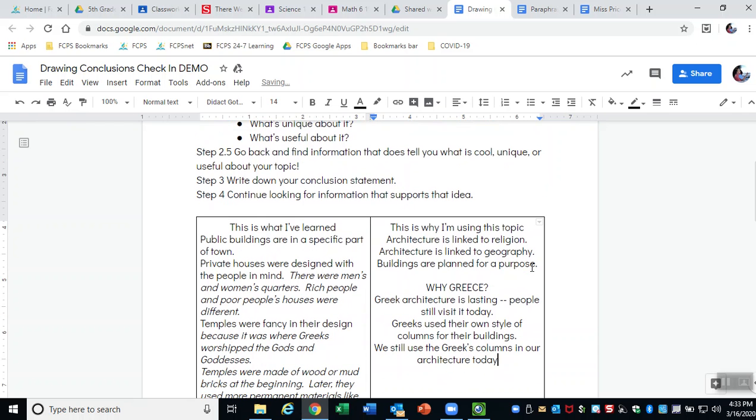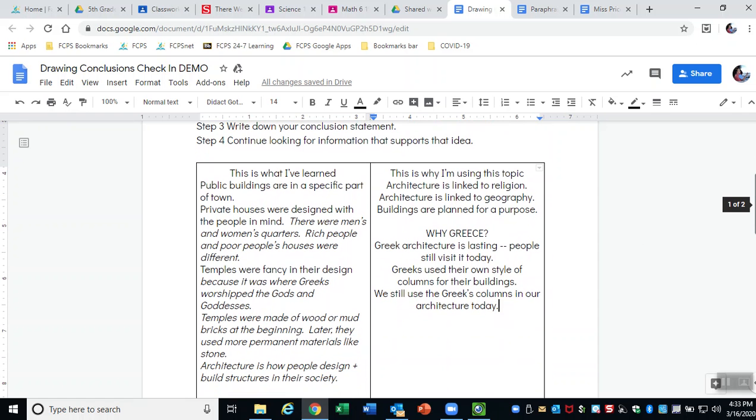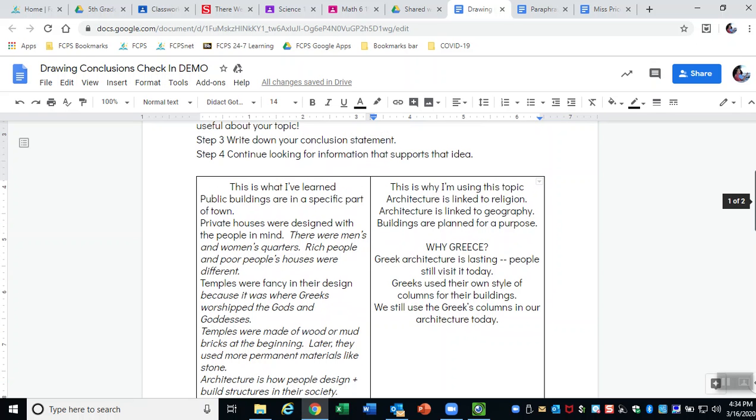So I've thought about why this topic is important. I came to architecture is important because it's linked to religion and geography, and buildings are planned for a purpose. But then I also thought about why Greek architecture was important. Even though it was a long time ago, it's still important today because people are still visiting these amazing things they've built, and we're using their ideas today when we build new buildings.